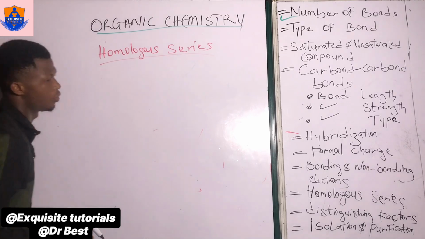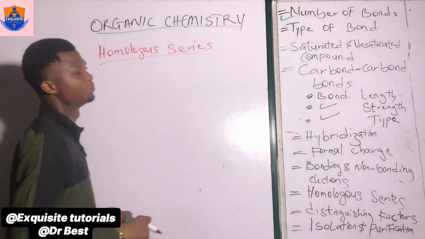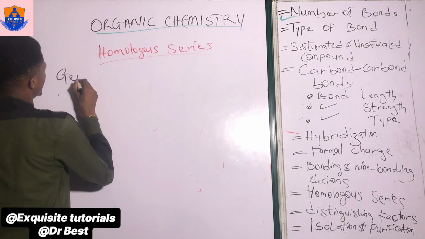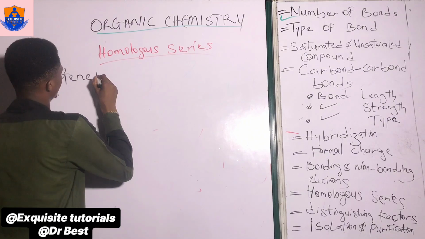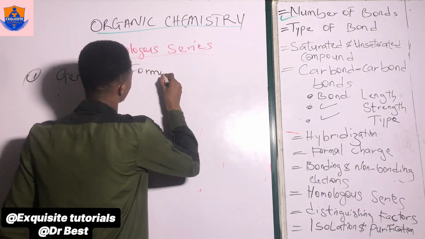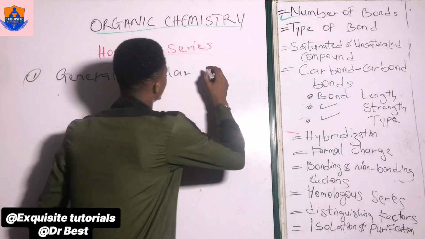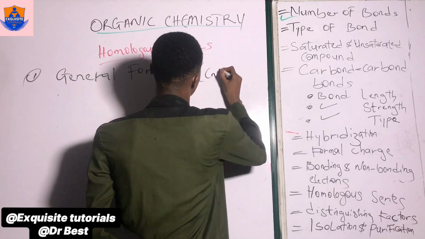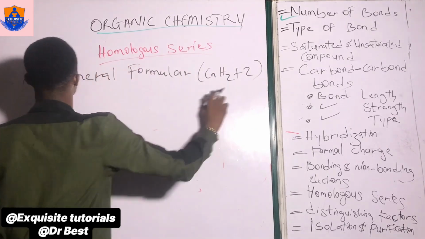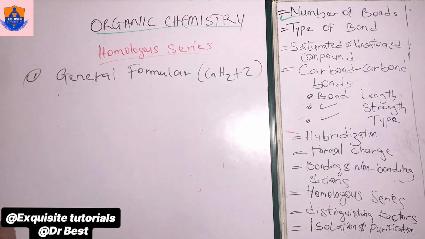One, all members of a homologous series have a single general formula. They have a general formula. Let's talk about, for example, alkanes, which have CnH2n+2. So this is general. All homologous series have a general formula.